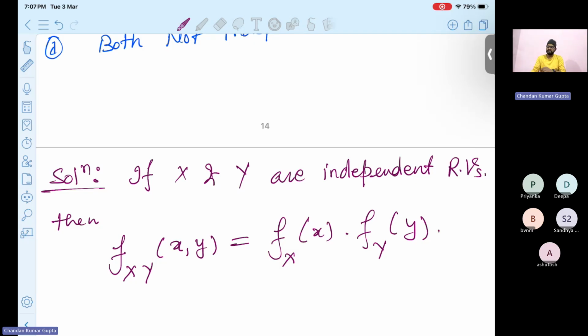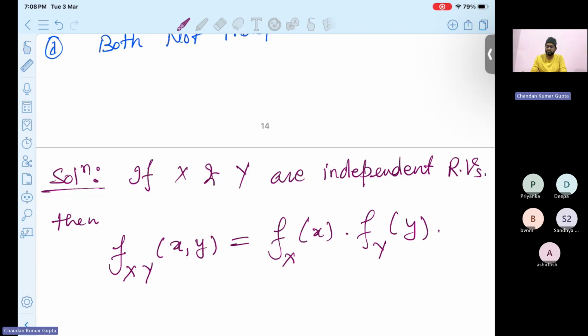If X and Y are independent, then the joint is equal to the product of their marginals. And if the product of the marginal distributions comes out to be the joint distribution, then those random variables are independent in nature. So it goes both ways.